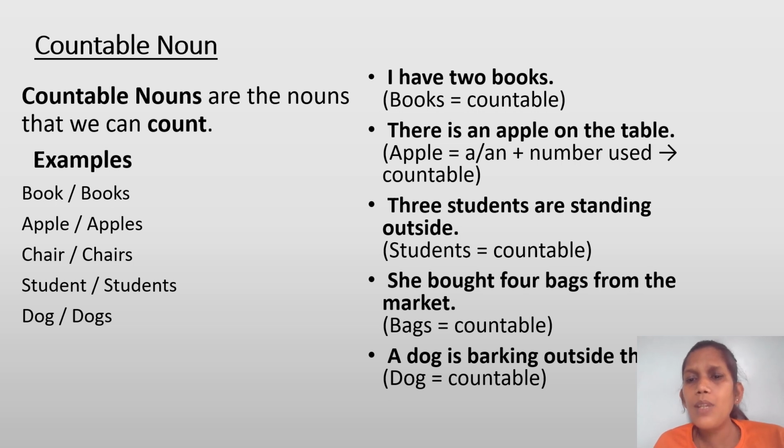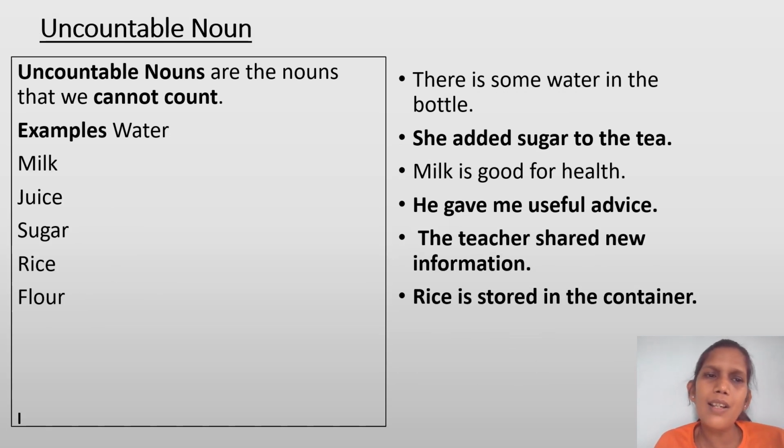Okay. 3 students are standing outside. Again, students. How many students were there? 3. She bought 4 bags from the market. How many bags did she buy? 4 bags are countable. A dog is barking outside the home. Now, why is dog countable? कितने dogs bark रहे? You can see the number of dogs barking. 1 dog, 2 dogs, 3 dogs, right? So dogs are countable.